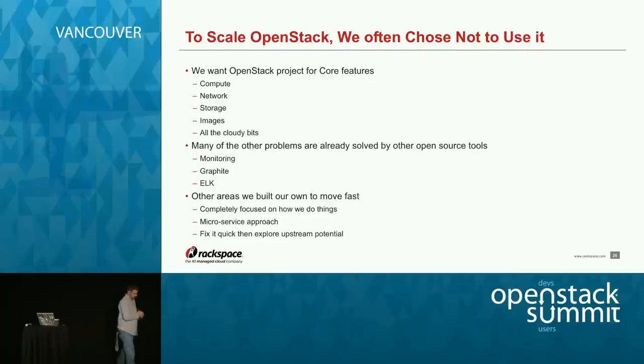Talk a little bit about some of the places where we don't use OpenStack projects on purpose. We definitely love OpenStack for what its core functions are, you know, to build clouds. So compute resources, storage resources, network resources, all those things. The reason we got involved in this is because we wanted help to build really good software to do that.